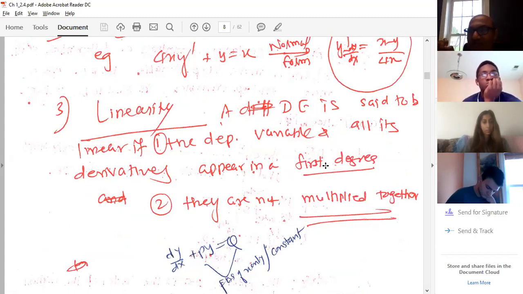That's my first condition. And the second condition, there should not be any kind of multiplication of these dependent variables with its derivatives. Means you cannot find y multiplied by y dash, y multiplied by y double dash, or y dash multiplied by y double dash. No multiplication of dependent variable with its derivatives allowed. If these two conditions are satisfied, in that case, our equation is said to be a linear differential equation.